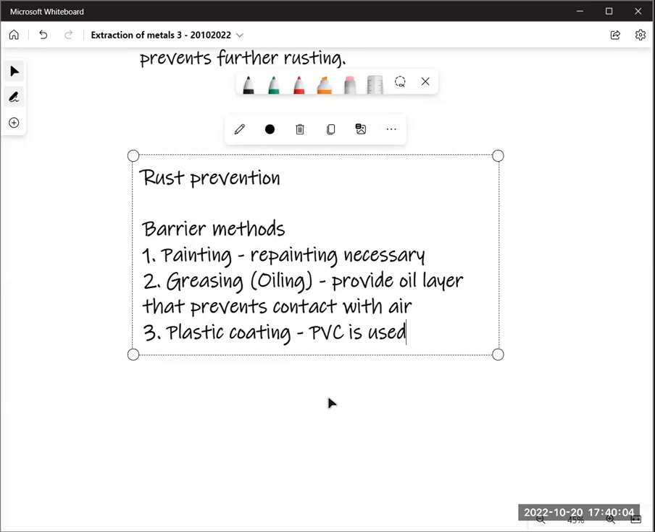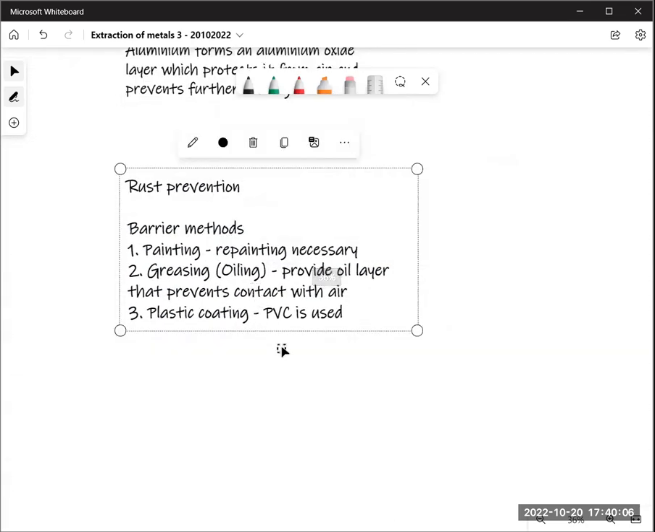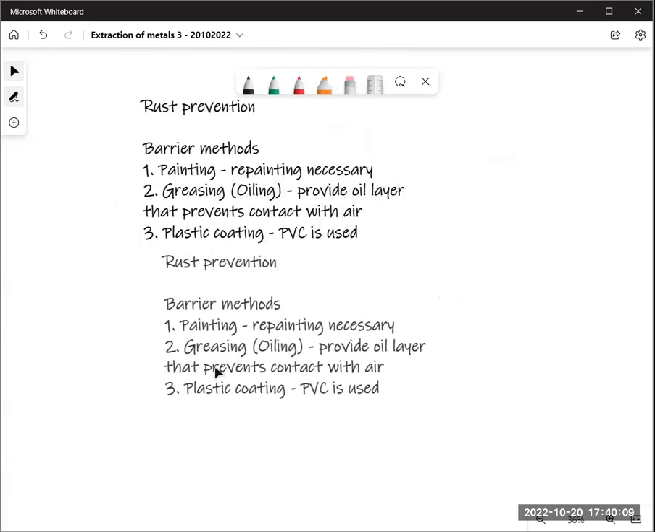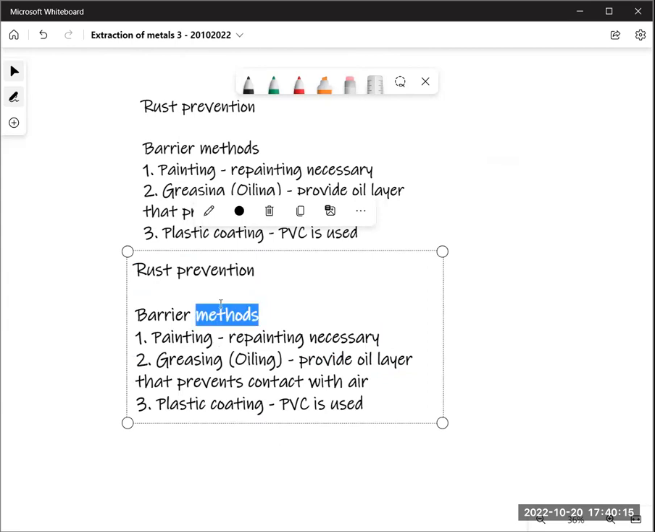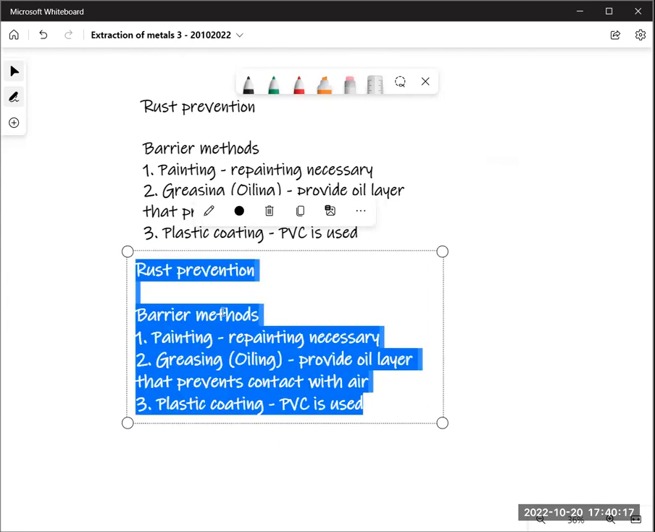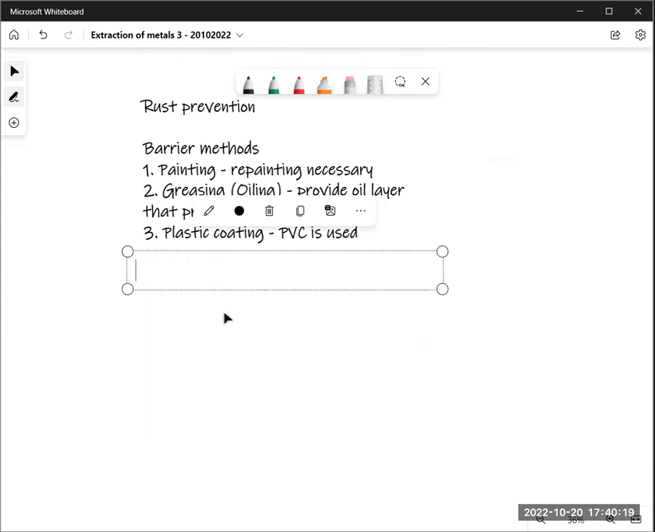This is the PVC. I think that's pretty basic. Now the next thing we're doing is something different. This is called sacrificial protection. First thing, let's try galvanizing. Galvanizing.